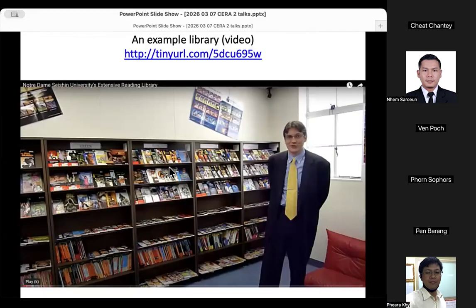Far better is to have a library like this. This is at my university I used to teach in Japan. So these here are the brown books, the yellow books, the blue books, the green books. So the students can instantly find their level. Many books are face forward that allows the students to look at the library easily.